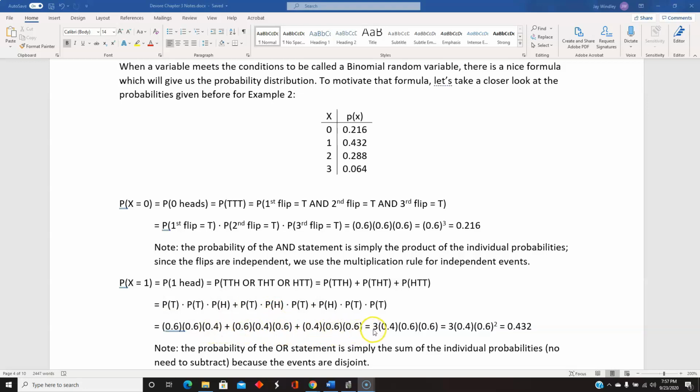So I'm going to first of all write that as 3 times 0.4 times 0.6 times 0.6, because we've got the same thing 3 times. And then I'm going to write the 0.6 squared instead of 0.6 times 0.6. And anyways, that product turns out to be 0.432. So that's where this probability came from.